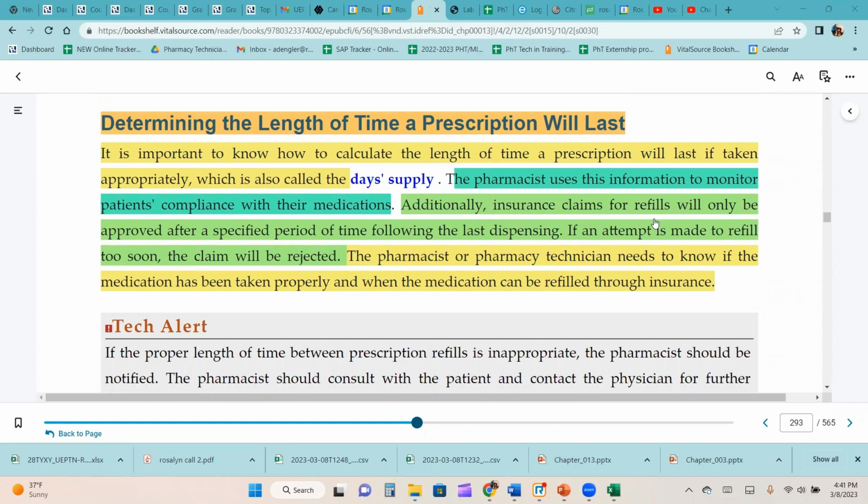The pharmacist uses this information to monitor patients' compliance with their medications. Additionally, insurance claims for refills will only be approved after a specific period of time following the last dispensing. If an attempt is made to refill too soon, the claim will be rejected. The pharmacist or pharmacy technician needs to know if the medication has been taken properly and when the medication can be refilled through the insurance.